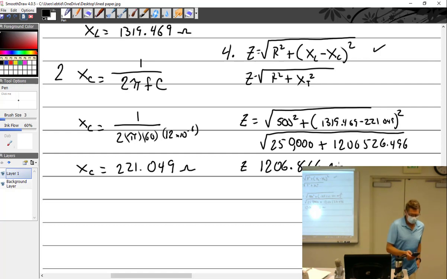I was trying to do it all in one linear thing on your calculator, which you just have to remember to get the parentheses in the right spot. You're going to have to put 2 on the beginning, right? So second, and you have to go parentheses 500 squared plus parentheses 1319.469 minus 221.049 squared, close parentheses.